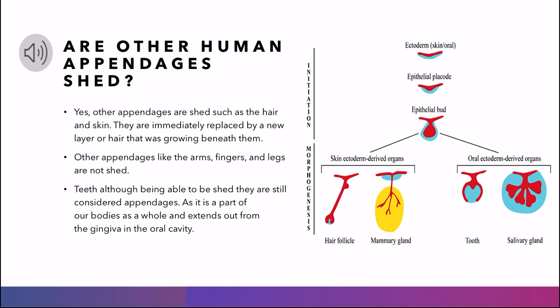And teeth, although they are able to shed, are still considered appendages. They are a part of our bodies, and help to make up the whole. And it extends out from the gingiva in the oral cavity. So it would be an appendage of the oral cavity.